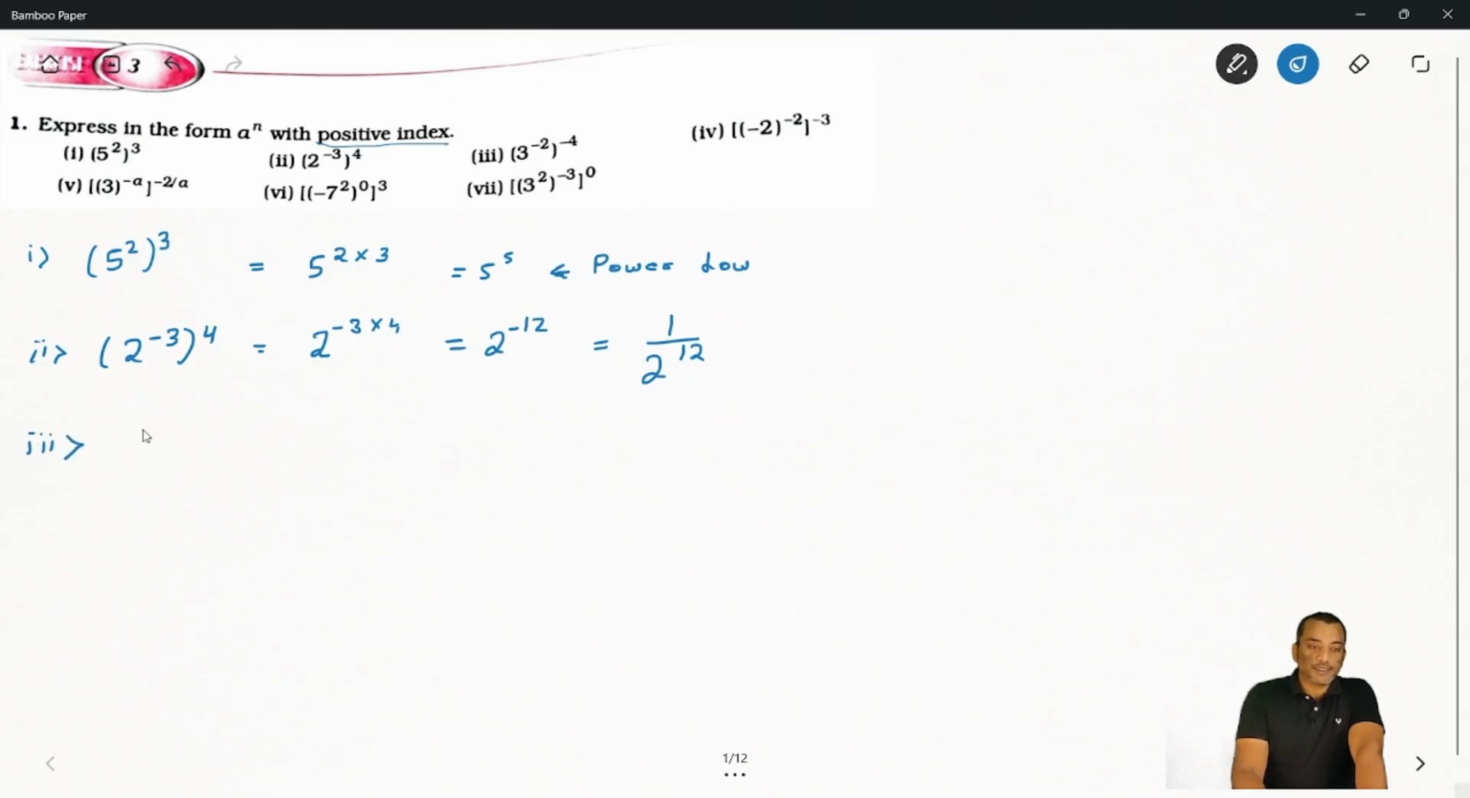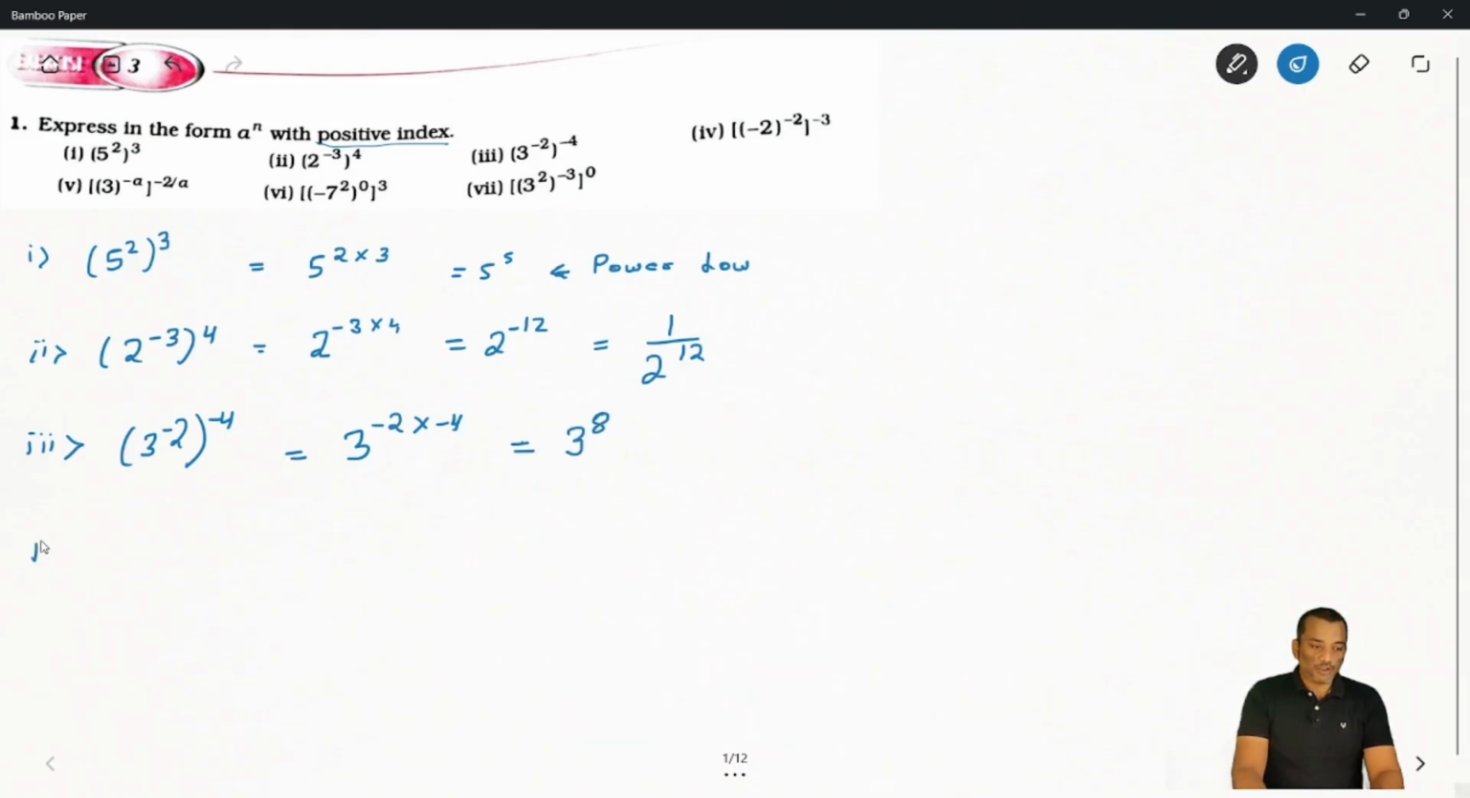Now let's see the third question. It says bracket 3 to the power minus 2, whole to the power minus 4. Again we multiply: 3 to the power minus 2 times minus 4. You know minus multiplied by minus gives a positive result. So what will your result be? 3 to the power 8. Hope it's clear.